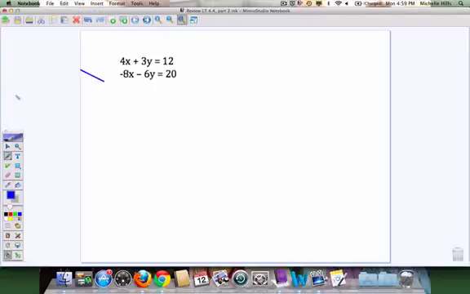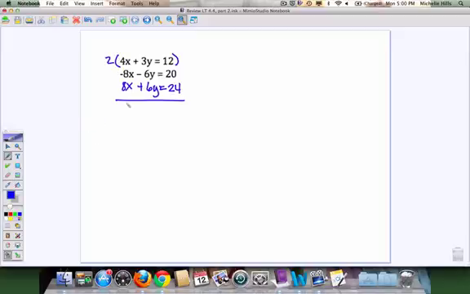So when I look at this problem, I notice that I don't have opposites to begin with. But if I multiply the first equation by 2, this is going to become a positive 8x. So the first equation now becomes positive 8x plus 6y equals positive 24. An interesting thing happens though.